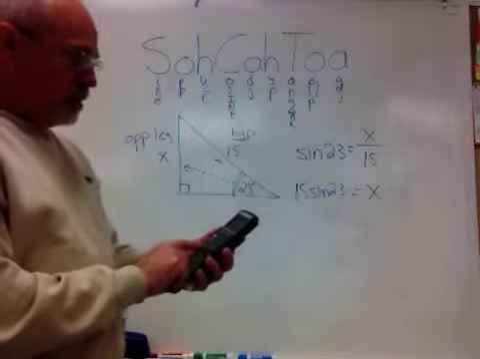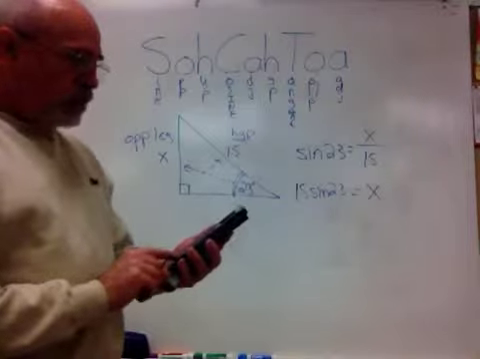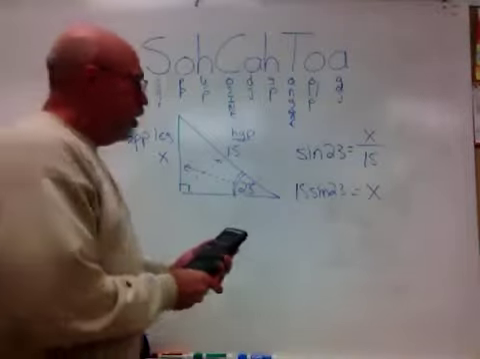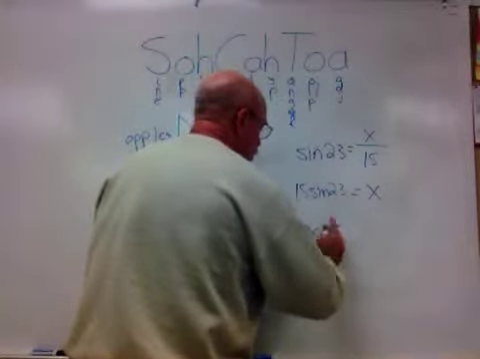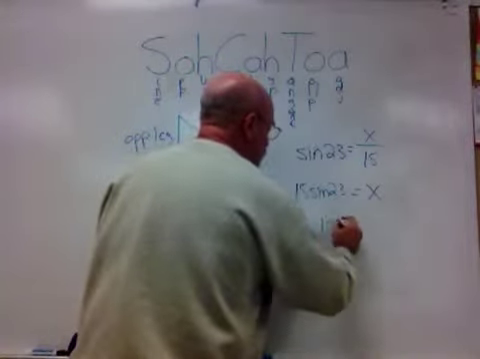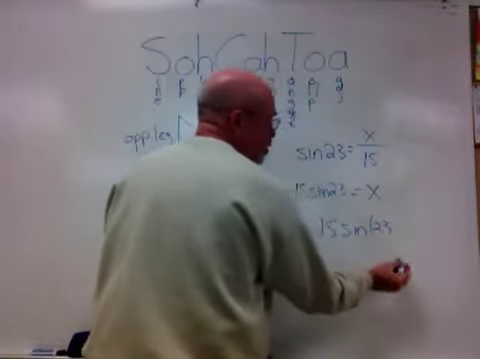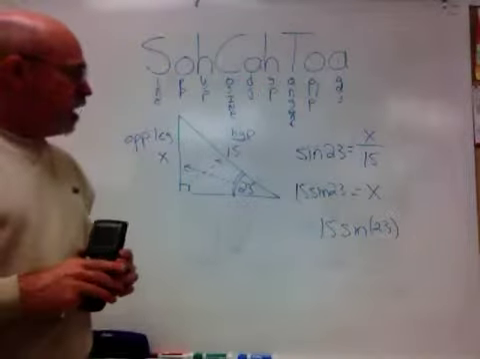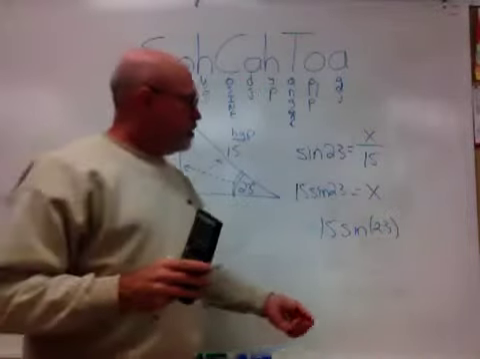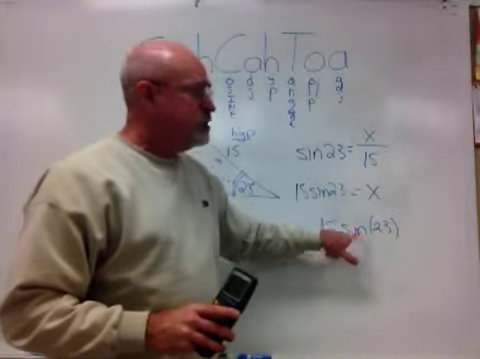15 sine 23. Now, on your calculator, it's going to look like 15 sine, and then you'll need to complete the parenthesis there. Now, if your calculator doesn't work that way, then you're going to have to do it backwards and go 23 sine and then times 15.